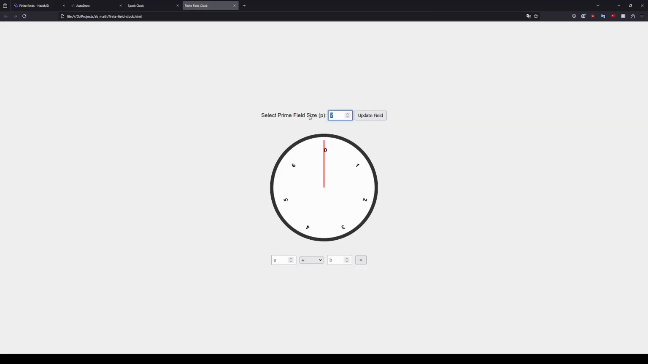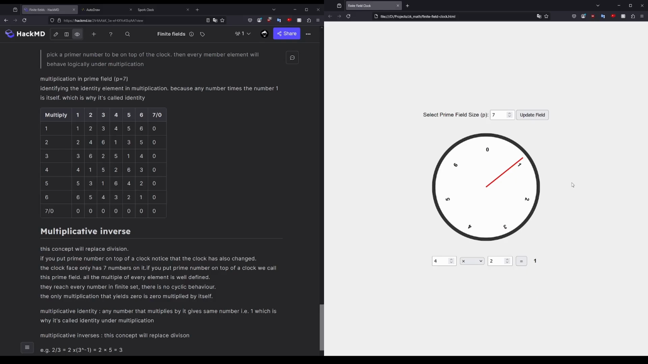So I have prepared this small example that you can play around with. Pick a prime number to be on the top of the clock, then every member element will behave logically under multiplication. So in this case, we are setting it as 7. We defined the prime field p equal to 7, so you have this table and you can perform the same operation with this tool, and you can play around a bit.